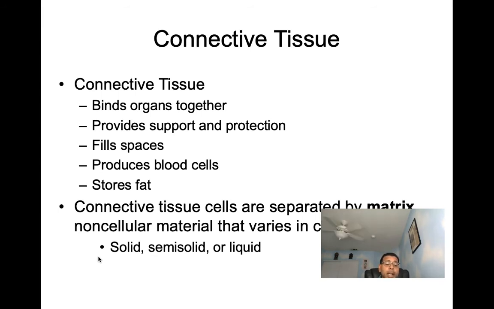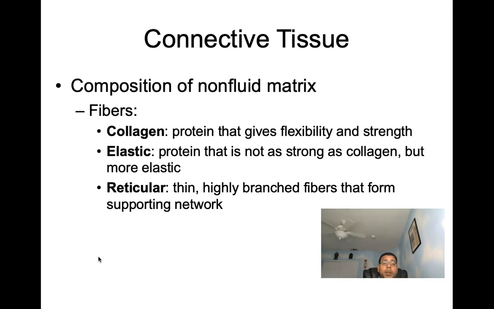Connective tissue cells are dispersed in a matrix, which is basically a non-cellular material whose consistency varies from solid to jelly-like to fluid. A non-fluid matrix may contain three fiber types. First, we can have collagen fibers. Collagen fibers contain this protein collagen, and collagen helps to give whatever organ these tissues are associated with flexibility and strength.